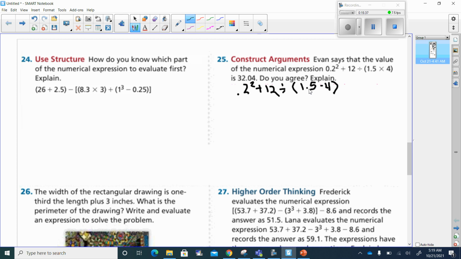Well, we have to do parentheses first, so 1.5 times 4, that's like 15 times 4, which would give us 60. So with the decimal there, this is going to be 6. And I'm going to bring everything else down.